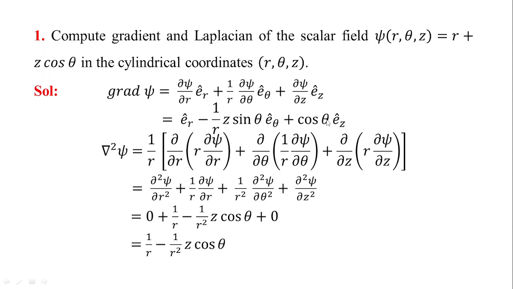When we calculate the second order derivatives of psi with respect to r, theta and z, and substitute in the formula of the Laplacian of psi, then we get 1 upon r minus 1 upon r square z cos theta. It is the Laplacian of the given psi.